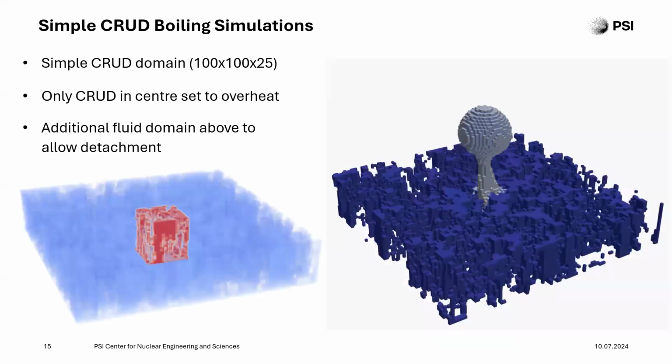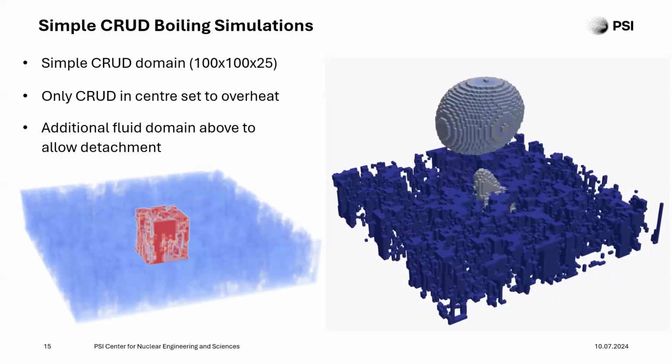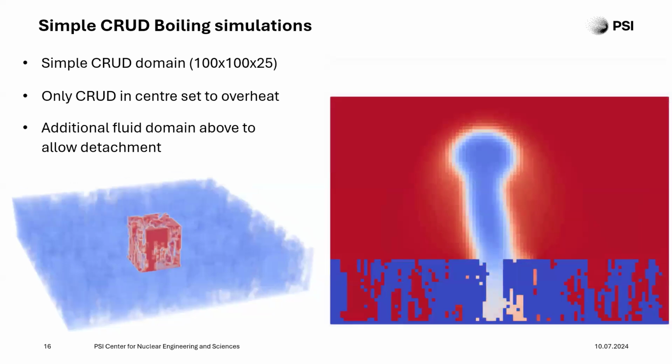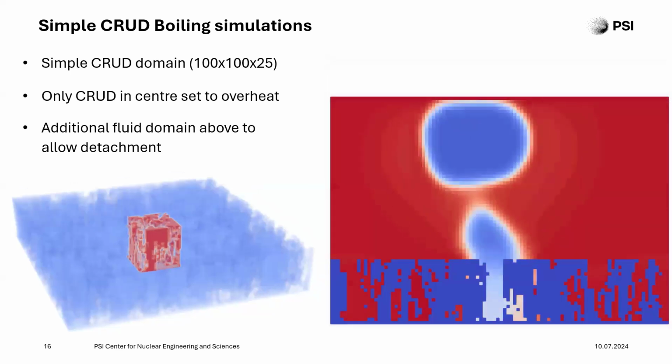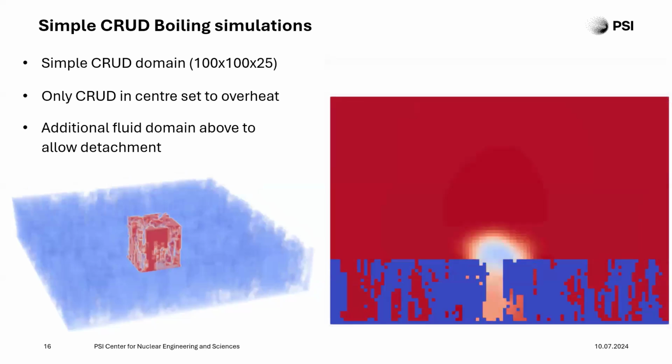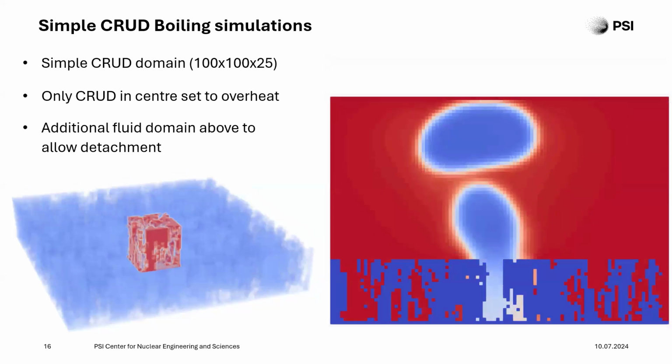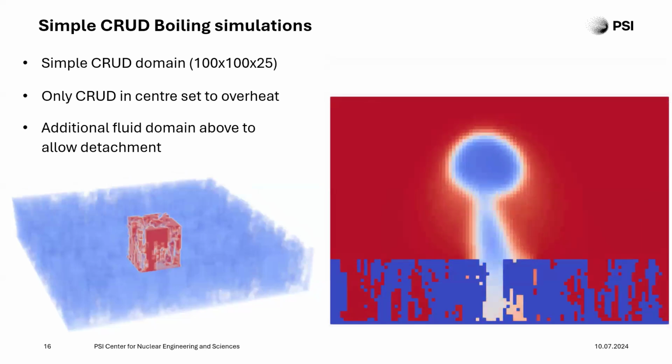Moving on to more CRUD-like structures. Here I've got a small porous structure where I've heated the middle. So we have the generation and detachment of one bubble, and you can see it here from the sides. What I've also done here is to align the porosity along the y-axis, so we have a more steam chimney-like structure.